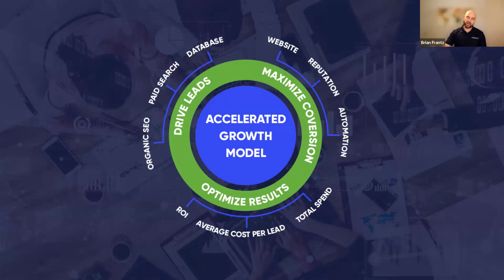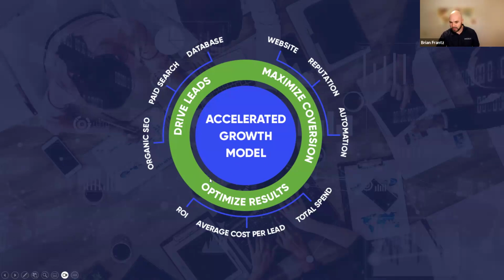And then we have to optimize results. We have to know what the total spend is, how much it costs per lead, and what our ROI is. We have to track these things very closely to know what's working and what's not working, so we can remove the things that aren't working and spend more on those that are working.